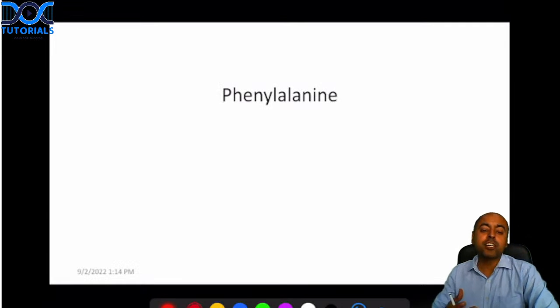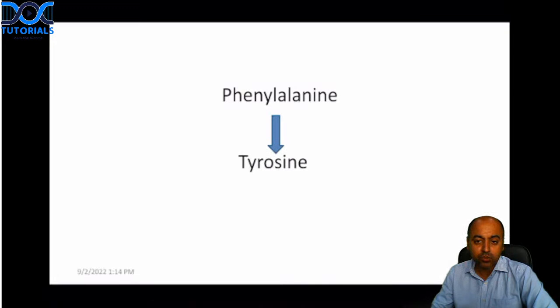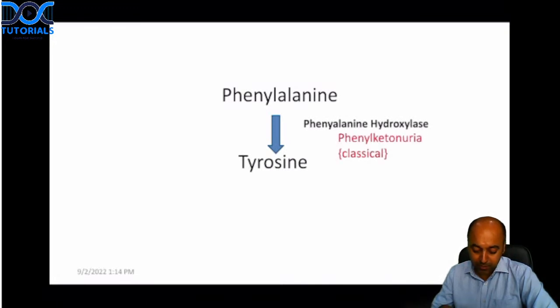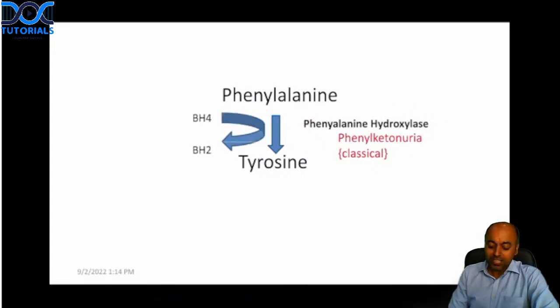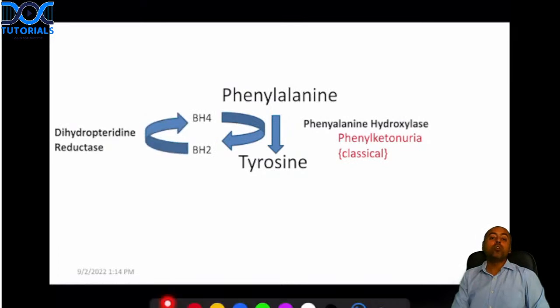So let us take a quick look at some of the disorders associated with phenylalanine metabolism. Phenylalanine is converted to tyrosine. This is specifically PKU. And here the enzyme which is deficient is phenylalanine hydroxylase, giving rise to phenylketonuria. The coenzyme is also required. Tetrahydrobiopterin is the coenzyme which is required.